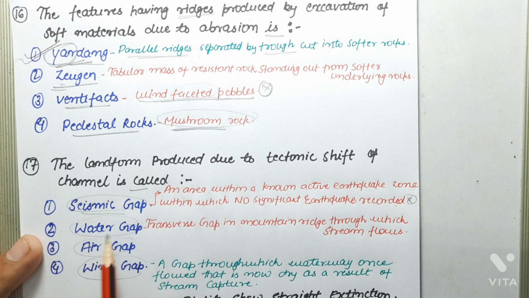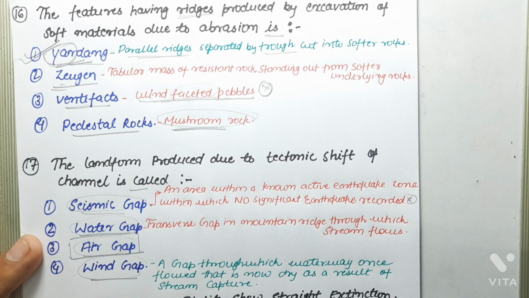Next one is water gap. Water gap is a transverse gap in a mountain ridge through which a stream currently flows. Air gap, I don't know air gap. Please comment down below if you know something about this. Next one is wind gap.